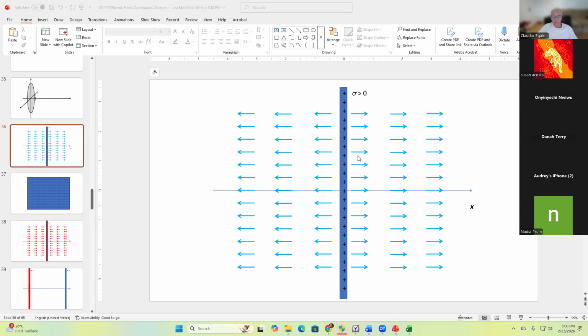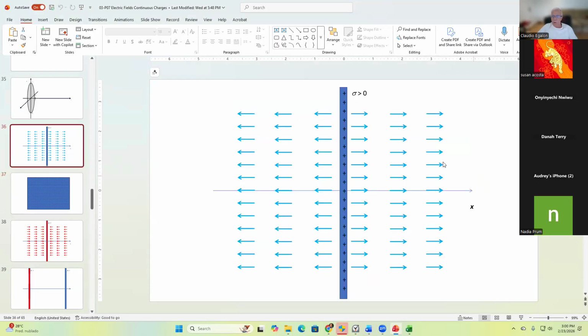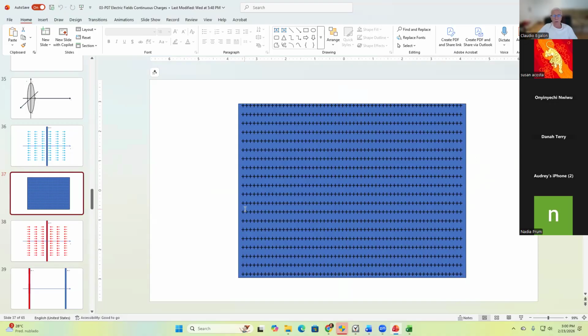So again, this is my plane seen sideways. This is the plane seen in the other direction, from the right or from the side. If you look from the right side or from the left side, that's exactly what you see: a bunch of positive charges very close to each other.